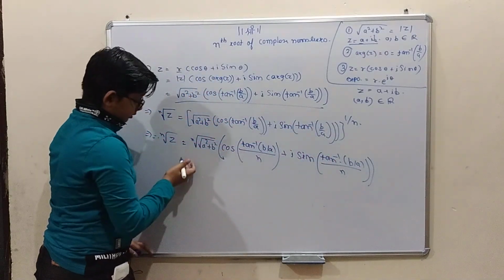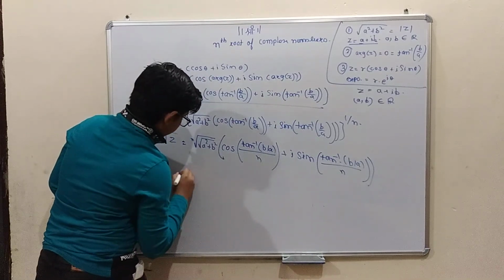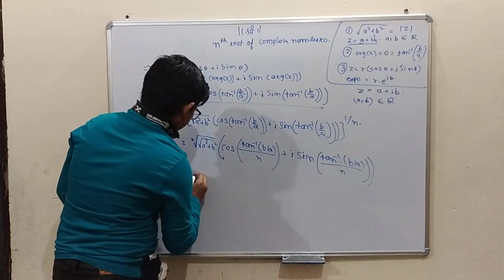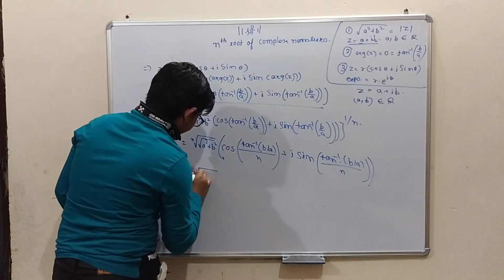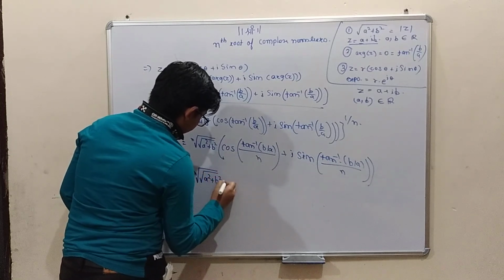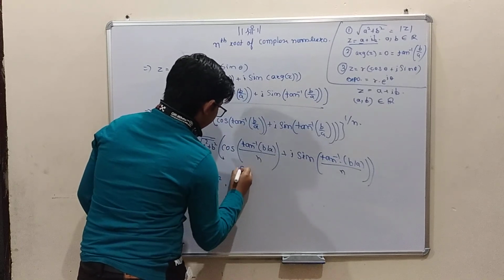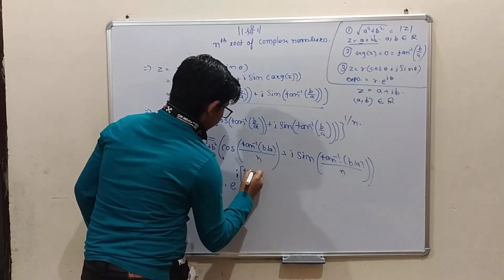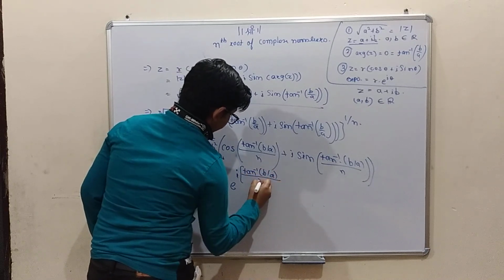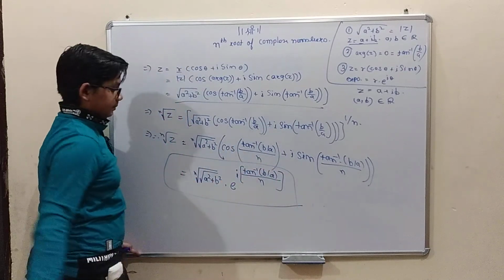So we can simplify it further. Yes, we can simplify it further. So this we will get as the polar form. If we simplify it further, then we will get the nth root of a squared plus b squared times e raised to the power i times (tan inverse b by a)/n. This is the final answer.